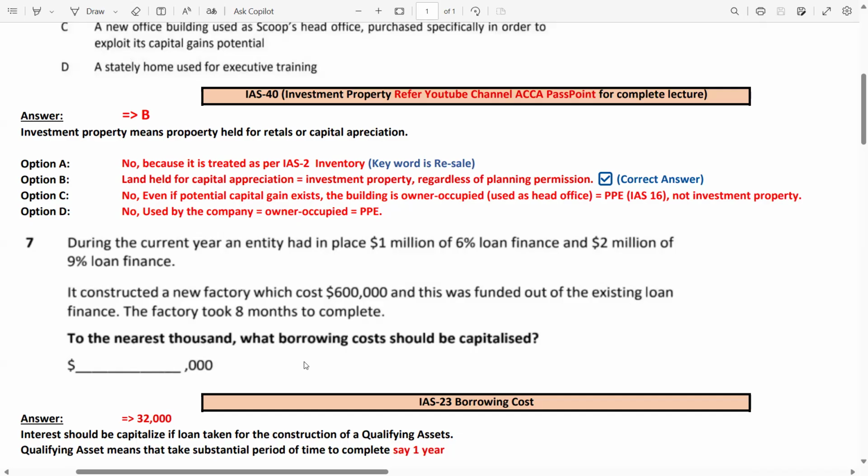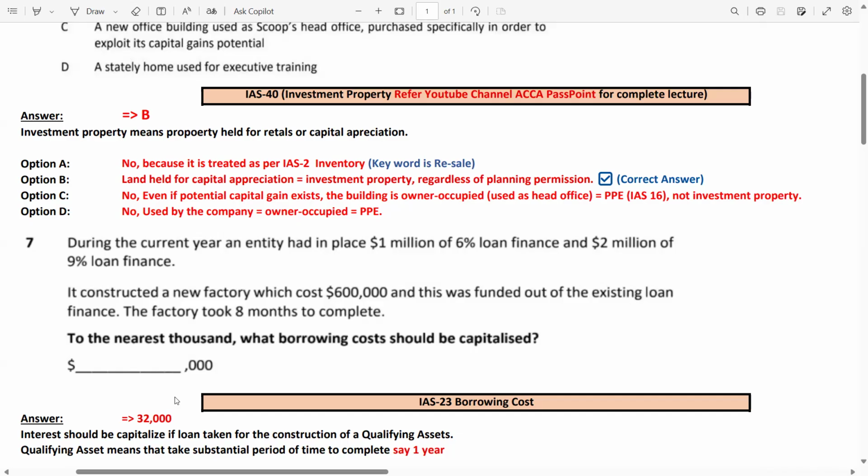Loan taken to construct the qualifying asset, on which the interest should be capitalized. Qualifying asset means assets that take a substantial period to complete. Substantial period, you can say 1 year. So this is IAS 23. Now, for the answer, you have to do some working. Okay, guys. If you have not watched the IAS 23 lecture on the ACCA PassPoint channel, then go and watch that lecture.